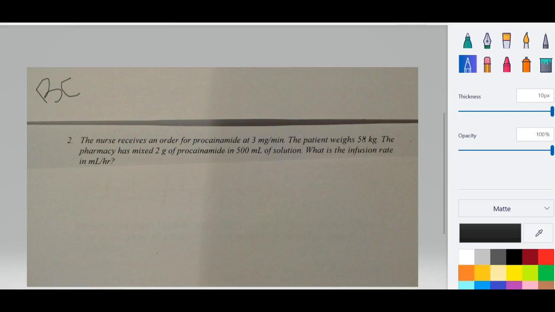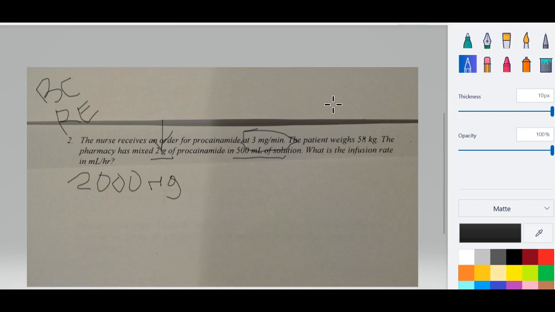And we're going to do the base concentration or reverse engineering method, okay? So again, what do we always start with, base concentration or reverse engineering? We want to break down this. What is the base concentration based on what the pharmacy gave us? And then, of course, the order is for 3 milligrams per minute, so we got to figure out right away what this is in terms of milligrams. So we know that 2 grams is equivalent to 2,000 milligrams of medicine, right?